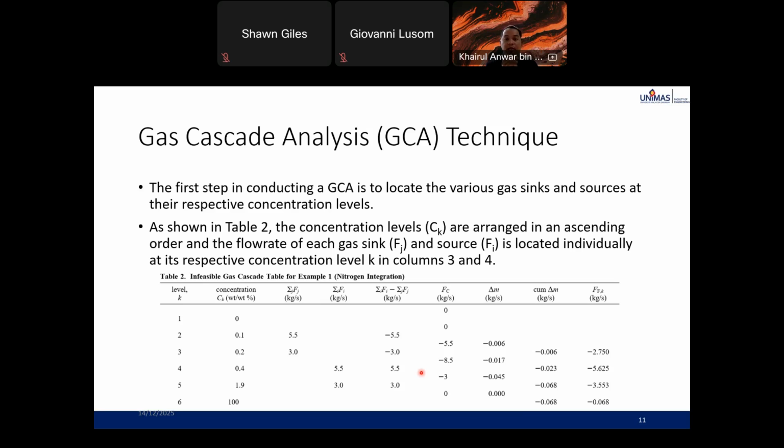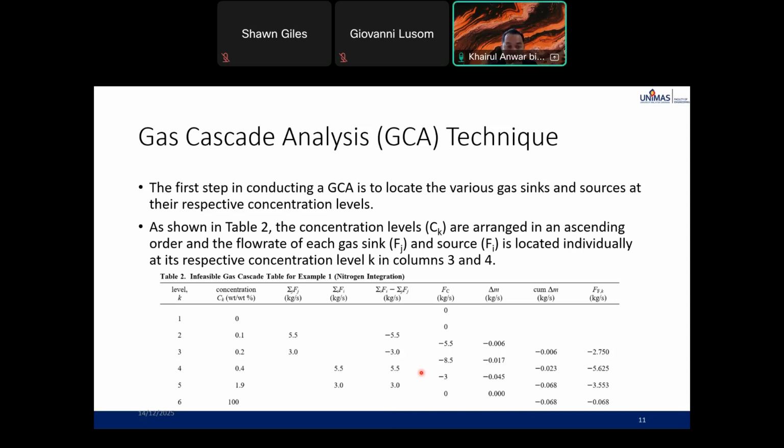Gas cascade analysis, GCA technique. So the first step in conducting GCA is to locate the various gassing and source and their respective concentration level, which is already summarized in table 1. For the gassing, pay attention to the concentration. In this case, it's straightforward. There's no overlap between sink and source.